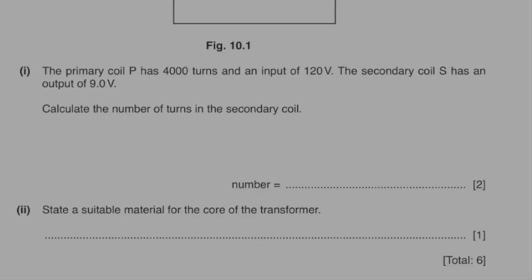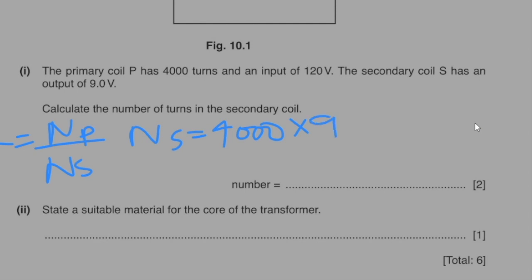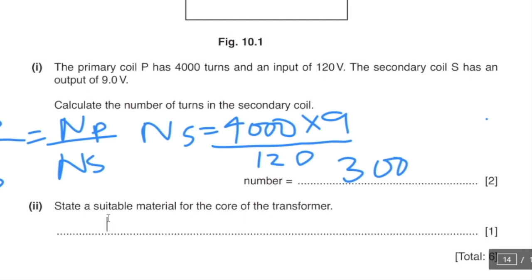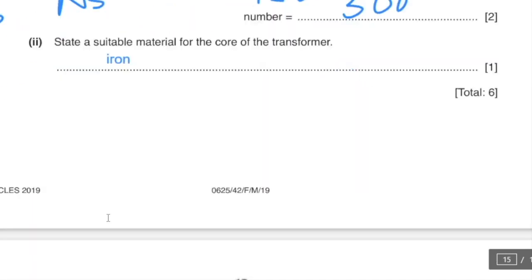So here I'll be using the formula: primary voltage divided by secondary voltage is equal to number of turns of the primary coil divided by number of turns on the secondary coil. So the number of turns on the secondary coil is equal to 4000, multiplied by the secondary voltage, 9, divided by the primary voltage, 120. And so the number of turns on the secondary coil is equal to 300. To state a suitable material for the core of the transformer, this can be iron, because we need a material which can be easily magnetized and demagnetized.